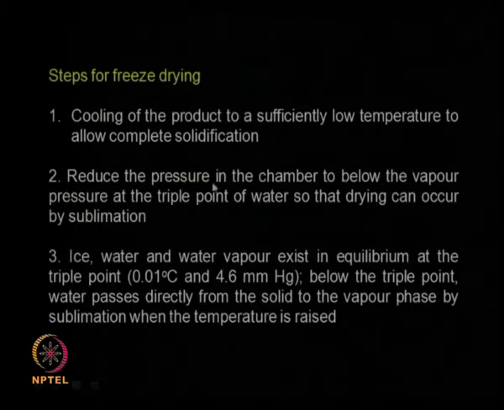So you reduce the pressure. Initially you are reducing the temperature, and then later on you are reducing the pressure, so that solid ice becomes vapor. As I said, at the triple point, ice, water and water vapor exist in equilibrium at 0.01 degree centigrade and 4.6 mm mercury. Below this triple point, water passes directly from the solid to the vapor phase, that is, sublimation takes place, so the ice does not turn into water.